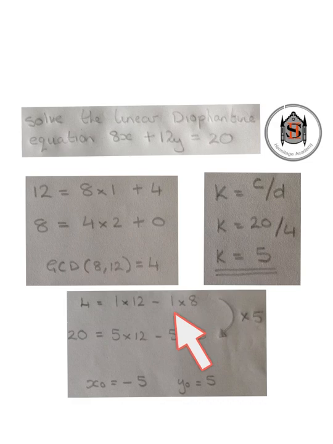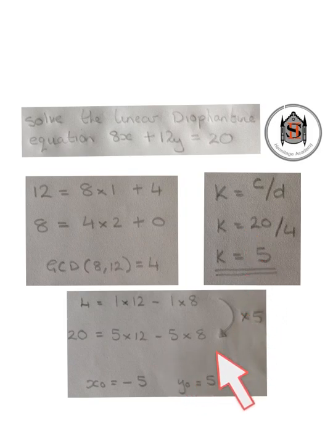Now, to find my initial conditions for x and y, I want to multiply this line by my value for k, which is 5. If I do that, I will get 20 equals 5 lots of 12 minus 5 lots of 8. Remember from before, when I'm doing a linear combination, I'm not multiplying 12 and 8, I'm multiplying the coefficient of each. This is to ensure that I get an equation in the form similar to the Diophantine equation that I started with.